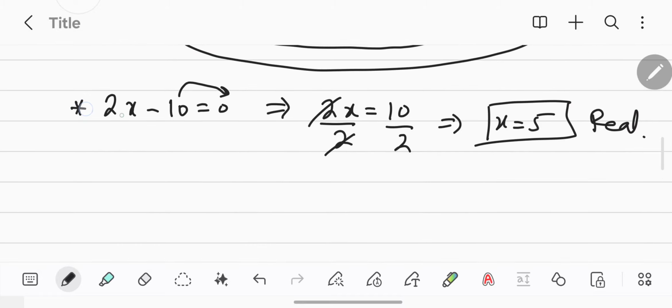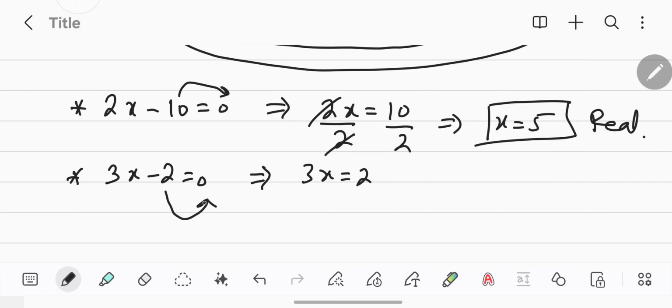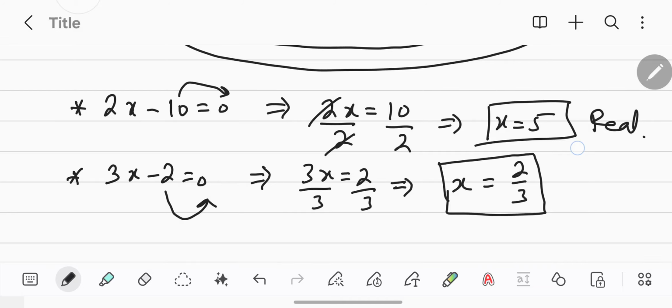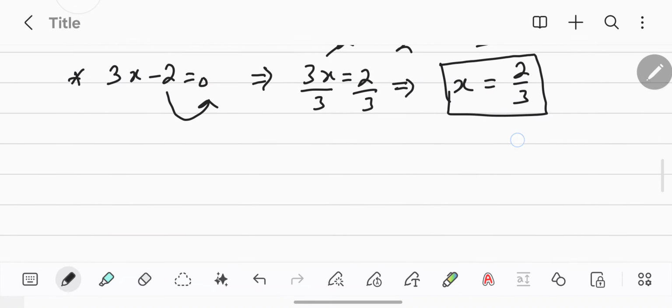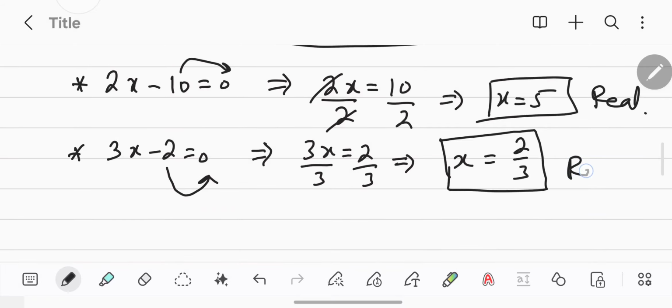Okay, let us consider another example. For example, you have to solve this equation. If you solve this equation, first of all, you will move this number here. You will get 3x is equal to 2. Then you will divide both sides by 3. You will get x is equal to 2 by 3. And this number is again a real number because 2 by 3 is here, right? All of the plus and minus numbers with fractions are rational, so all rationals are real. So it is again a real number.